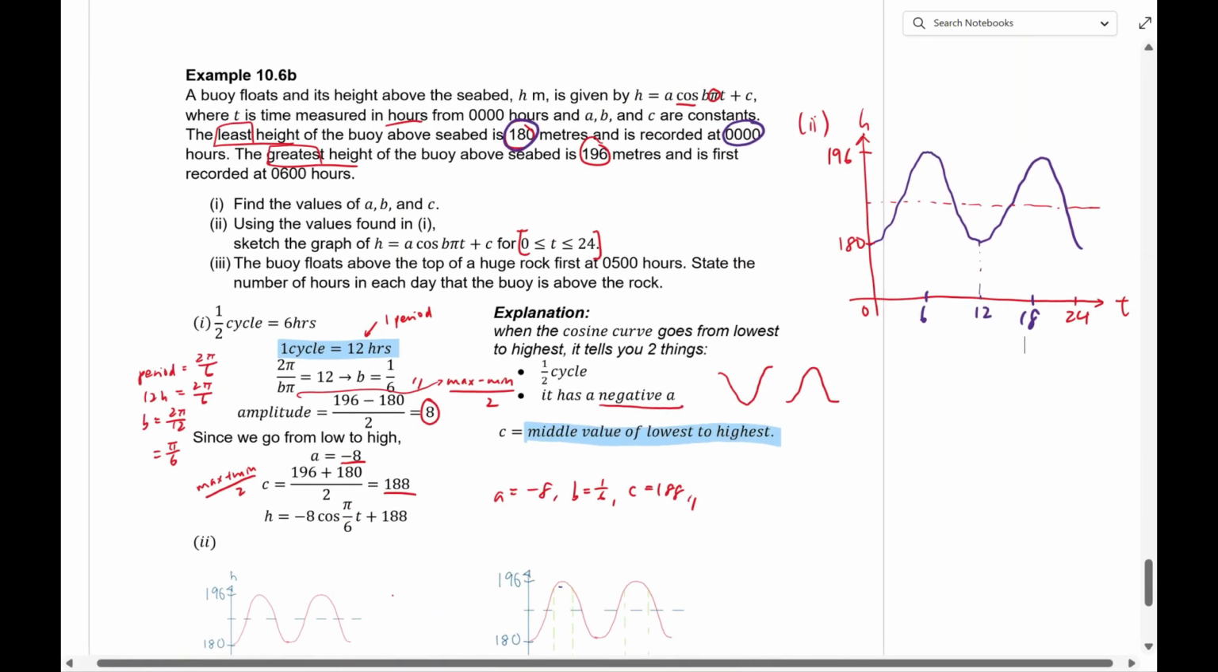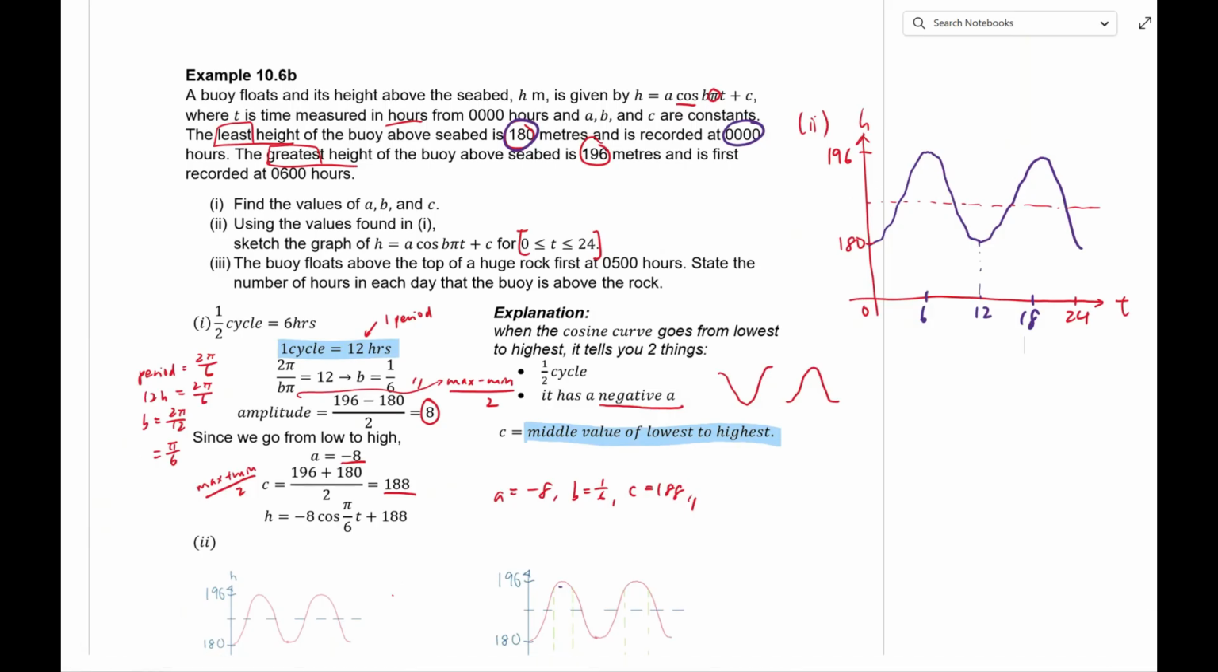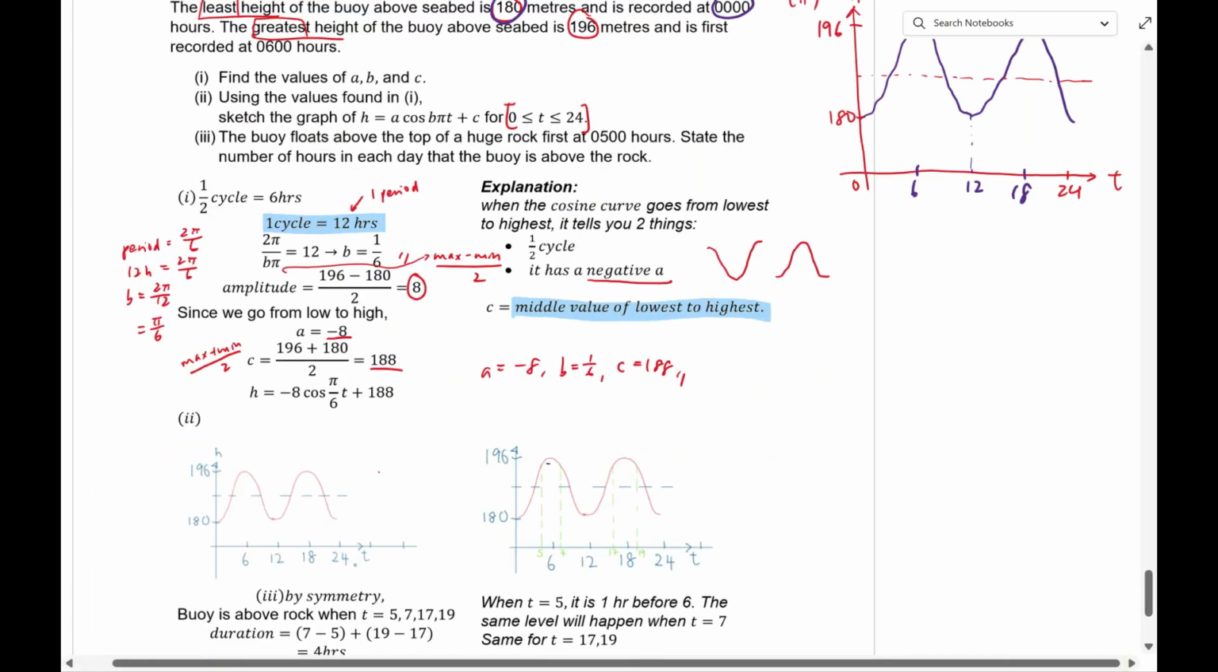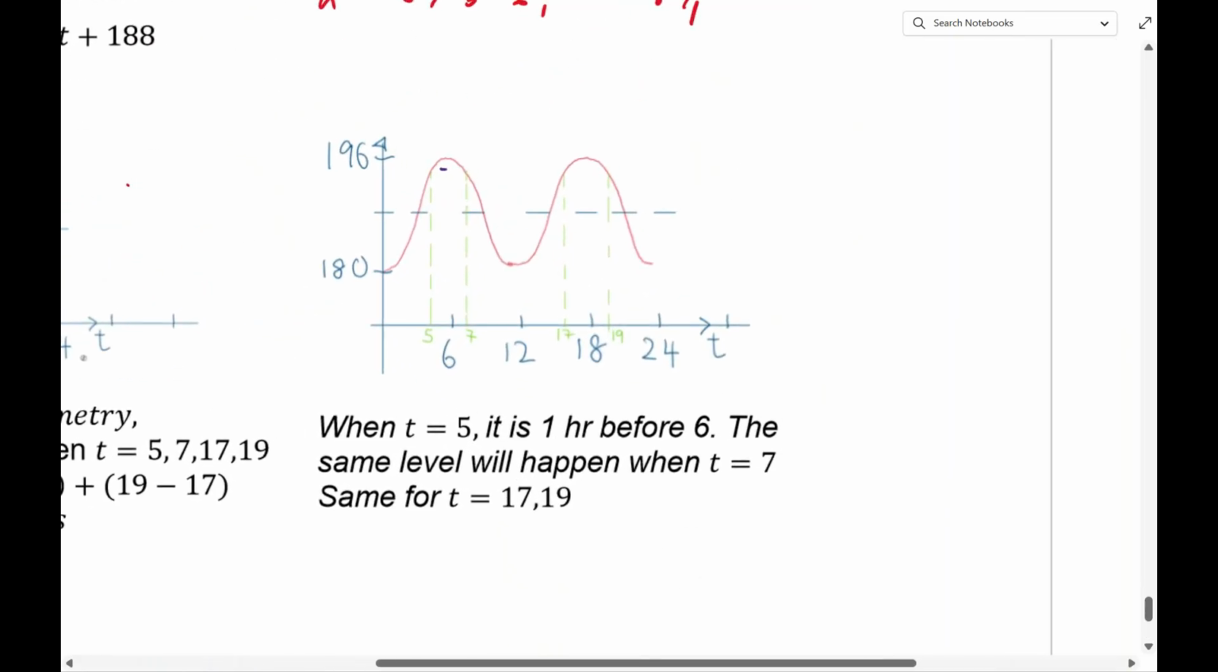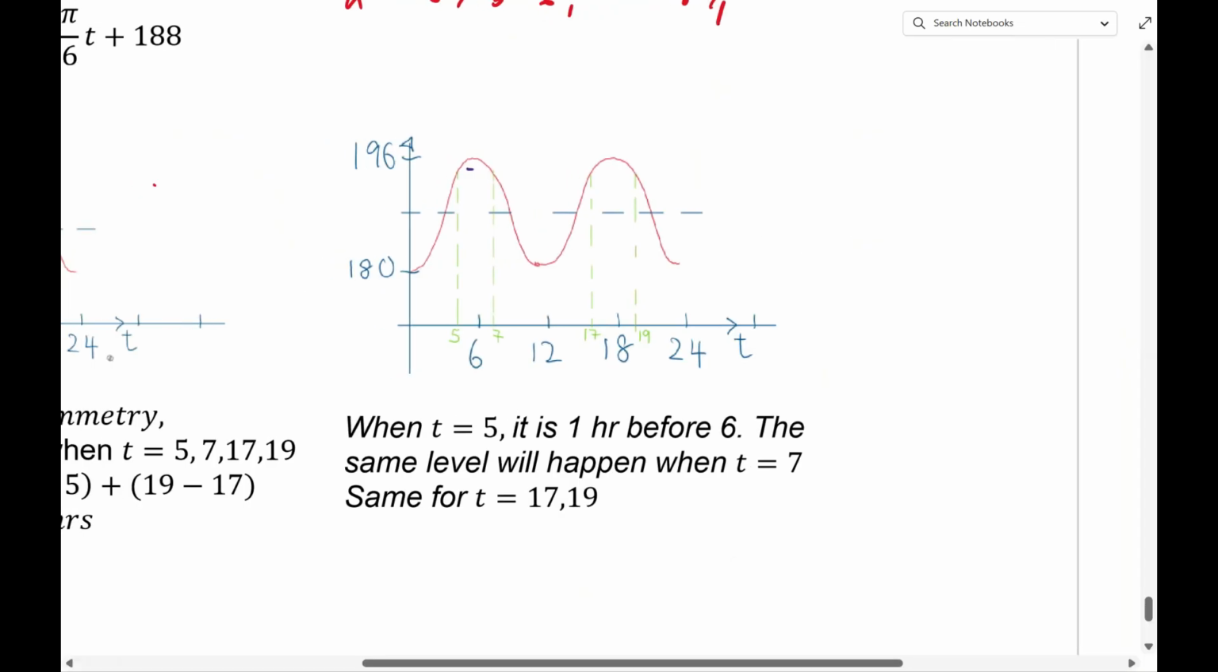Part 3. The boy floats above the top of a huge rock first at 0500 hours, so 5 a.m. State the number of hours in each day that the boy is above the rock. Now if we look at this graph, when t equals 5, it is 1 hour before 6. Therefore, the same level will happen again when t equals 7 due to symmetry in the cosine curve.